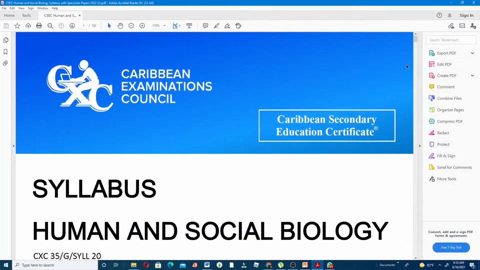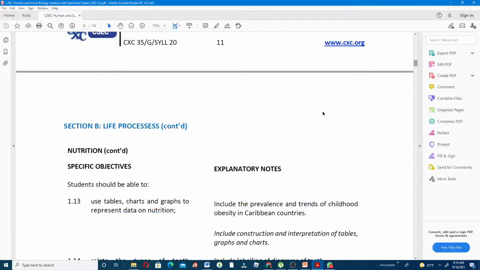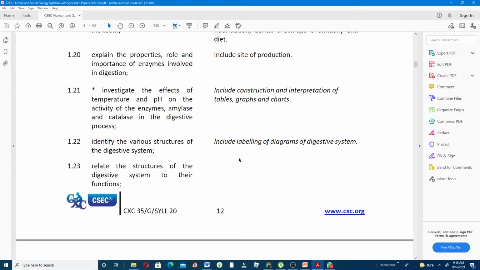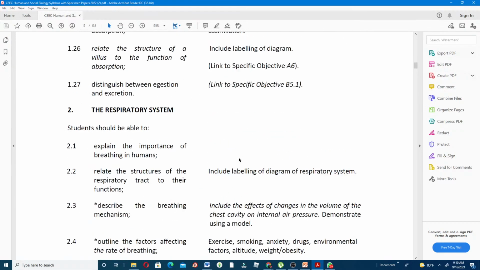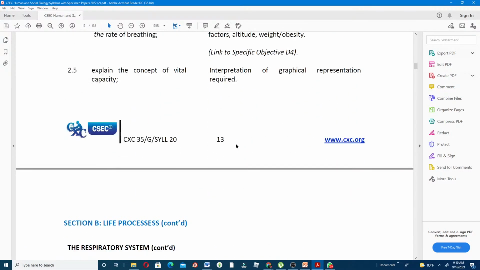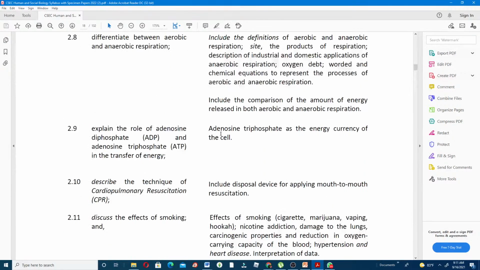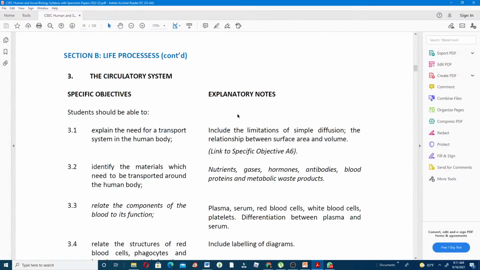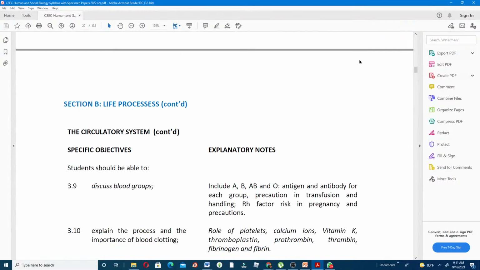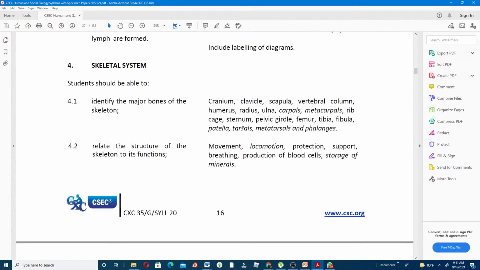Alright, so students, we are going to start now. The topic that we're going to focus on today is the human skeletal system. Just bringing up the syllabus so you can have an idea as to what exactly we will be looking at. Right, so this is the syllabus. This is exactly what we will be looking at in terms of the human skeletal system.